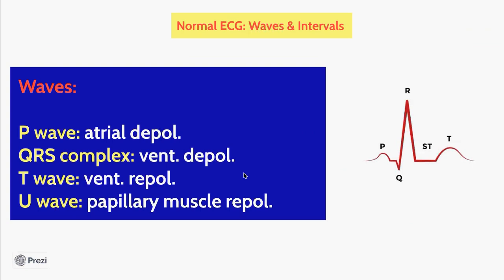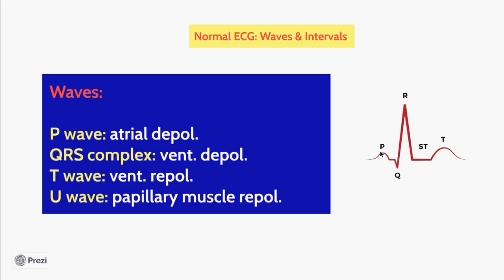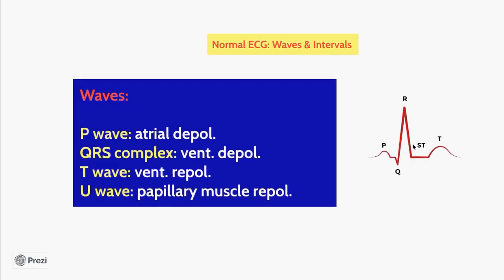Now we move to what we call waves and intervals. Do you have any idea about the waves of the ECG in front of you here? They are named P, Q, R, S, T. And there is U wave, which you don't see on a normal ECG. So what are the waves? P, Q, R, S, and T. U wave you don't see on a normal ECG.